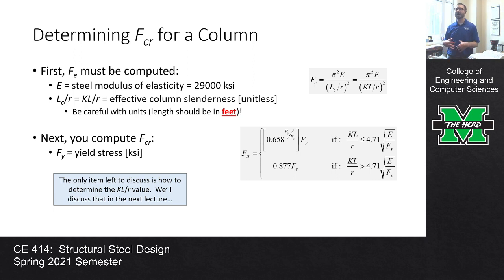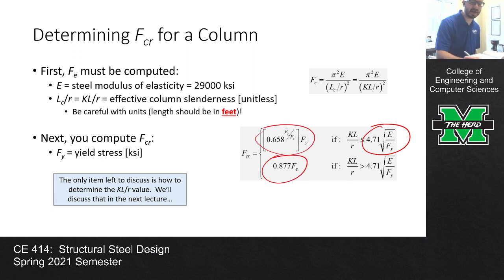And F critical is either in the inelastic buckling range or the elastic buckling range, dependent upon what your KL over R is. And if you're wondering what this 4.71 square root of E over Fy is, if you take the two expressions, set them equal, and solve for the slenderness, you get 4.71 square root of E over Fy. It's just setting those two equal to one another to find out where they intersect. It's really not anything special.